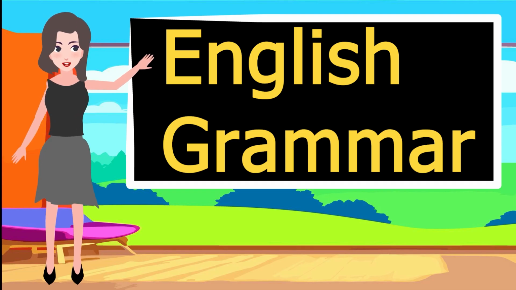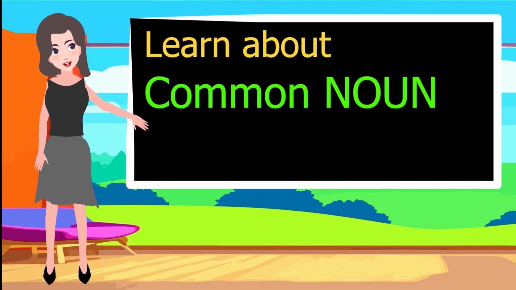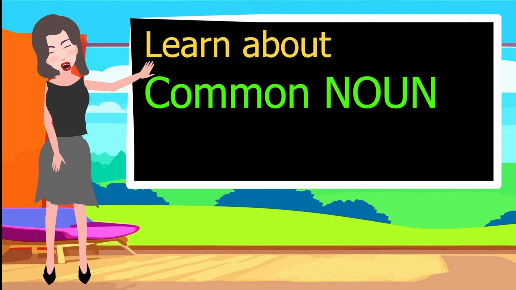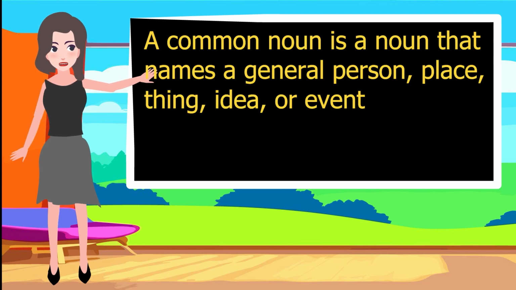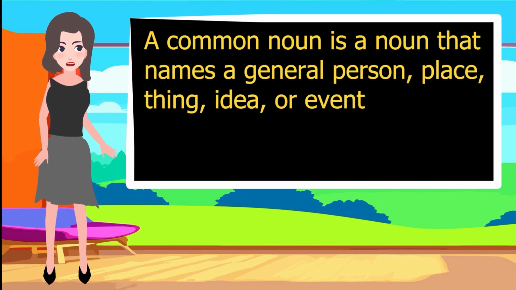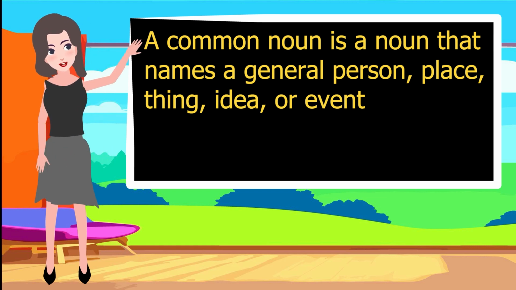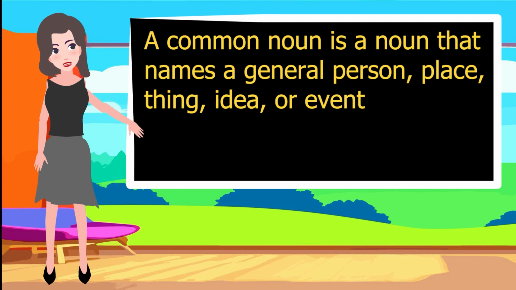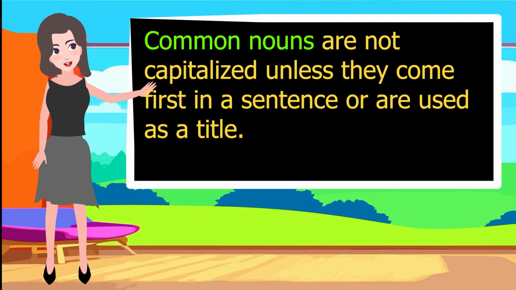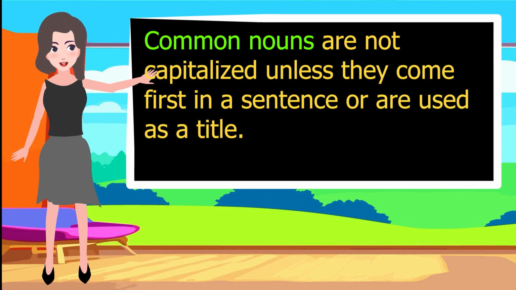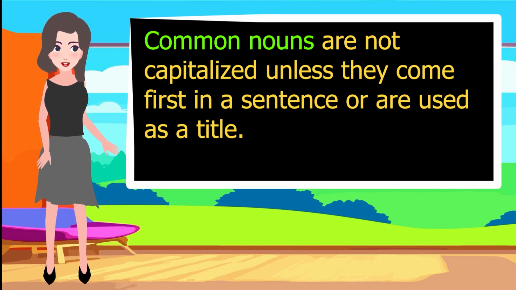English grammar. Learn about common noun. A common noun is a noun that names a general person, place, thing, idea, or event. Common nouns are not capitalized unless they come first in a sentence or are used as a title.